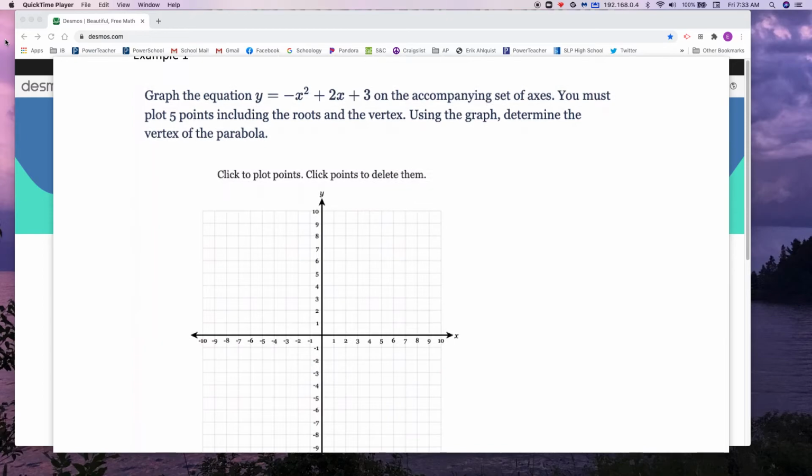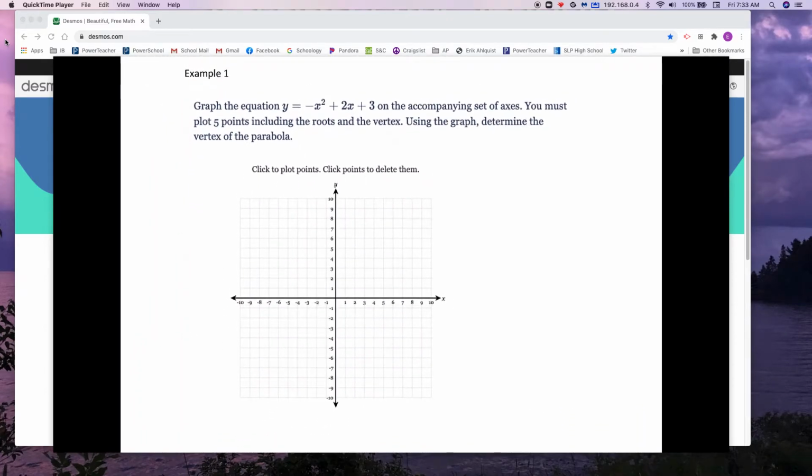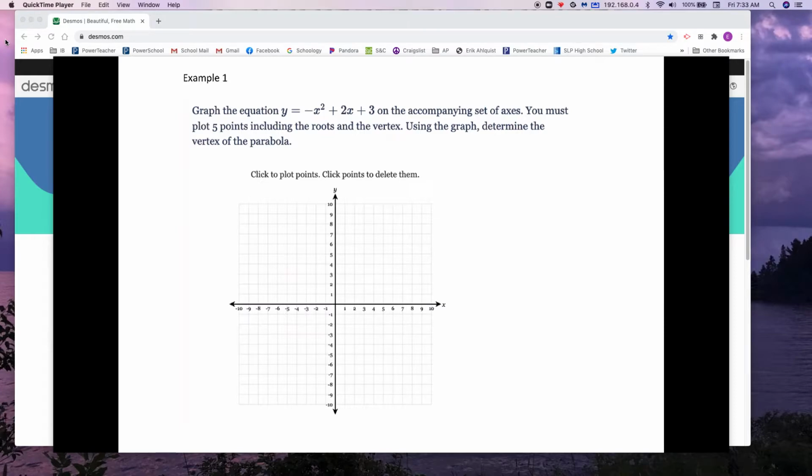If you have something like this one, let's scroll out a little bit. I may need to scroll in depending on what I got here. So the graph of the equation, y equals negative x squared plus 2x plus 3. We're supposed to graph that on the axes. And notice that they said graph this equation. And it says I have to plot 5 points, including the roots and the vertex. So I need to know what the roots are and the vertex. Okay. Well, I can get the vertex because this is already in standard form.